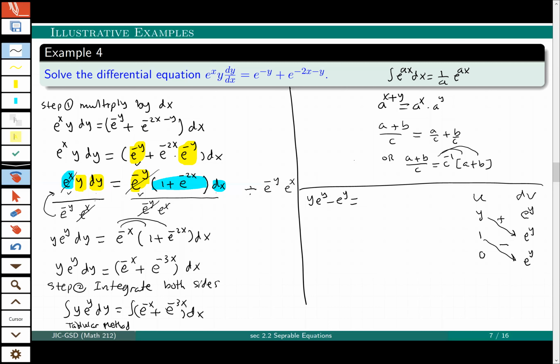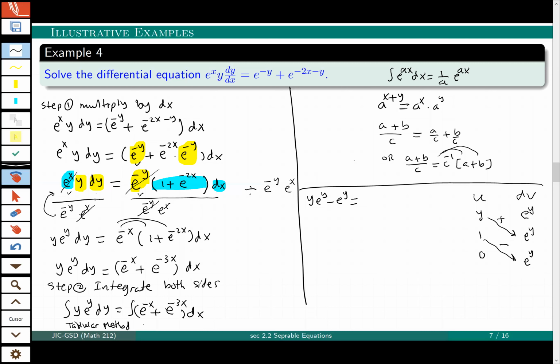What about the integration of this part? The integration of e raised to the power minus x will be negative e raised to the power minus x by applying this rule, and that's minus 1/3 e raised to the power minus 3x plus a constant.